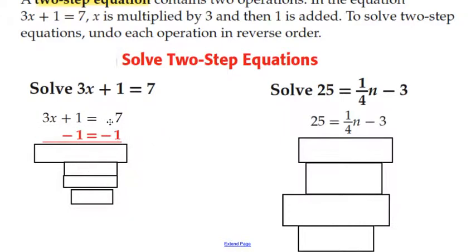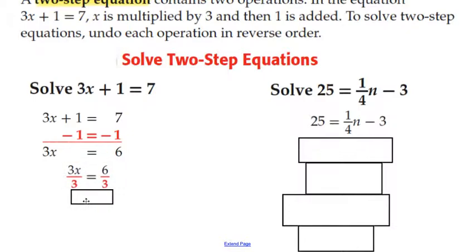Now keep in mind, I would like you to be working vertically. So start from the top, write your equation, and work down. I don't want you to work horizontally, work vertically. When I subtract 1 from both sides, I get 3x is equal to 6. The second step then is to get x by itself. It's currently multiplied by 3, so we'll divide by 3 on both sides, leaving us with x equals 2.